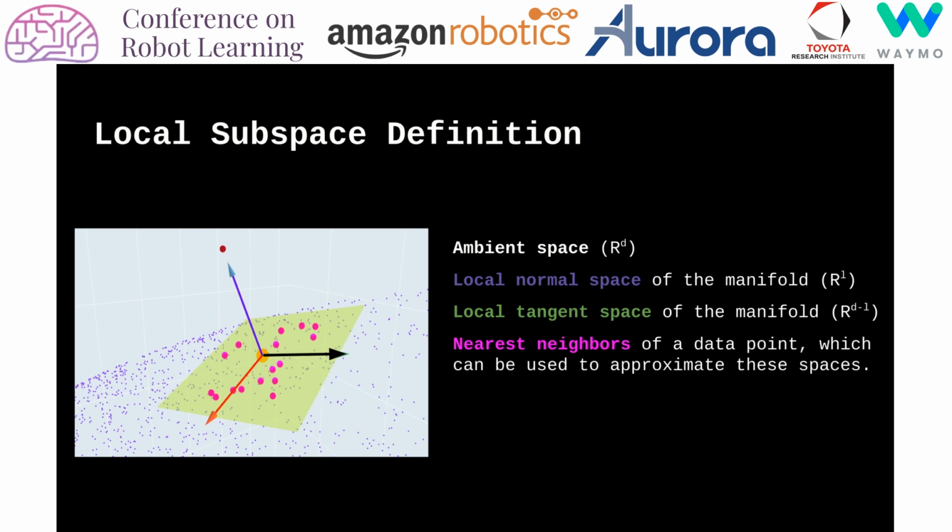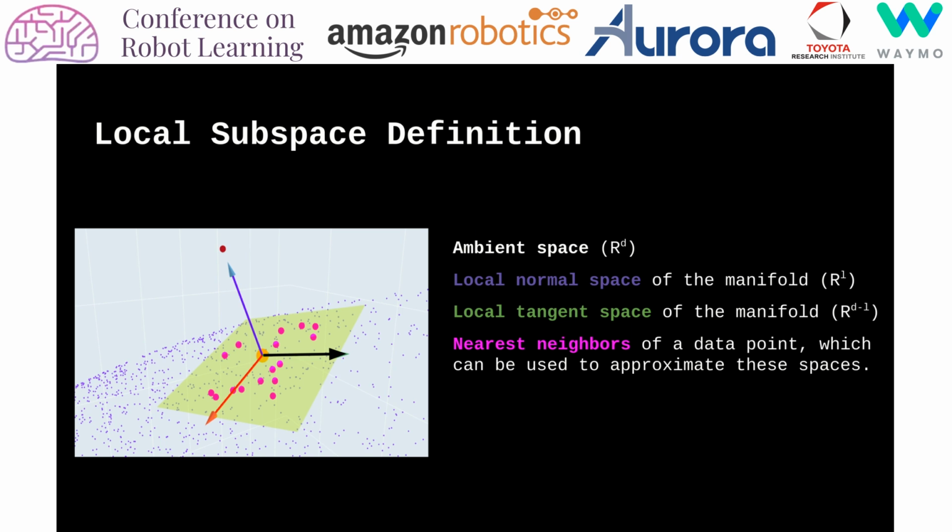ECoMaNN aims to align subspaces in the dataset with subspaces of the neural network. For example, consider a 3DoF robotic arm. The ambient configuration space is in R3. The manifold describing the constraint on the end effector of the arm to stay on a line has a one-dimensional local normal space, as shown here on the purple axis. The local tangent space of that manifold would be the remaining 2 dimensions, spanning a plane tangent to the surface of the manifold. This is shown here as the green plane.